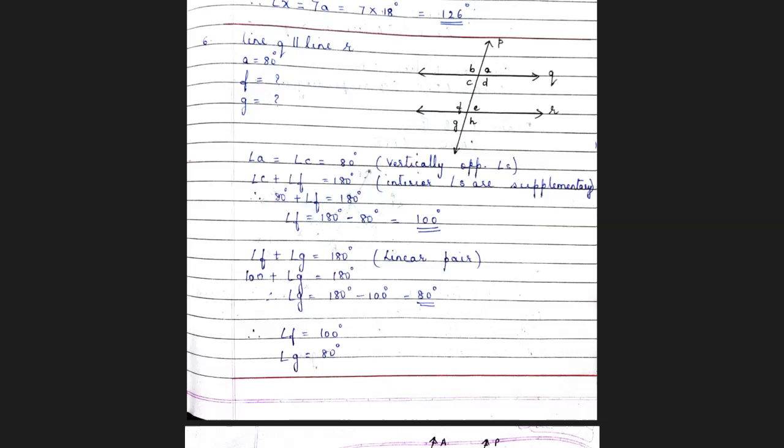Angle C plus angle F equal to 180 degrees because interior angles are supplementary. Now angle C we got as 80, so 80 plus angle F is 180 degrees. So angle F is 180 minus 80, angle F is 100 degrees. Now angle F plus angle G is 180 degrees because it's a linear pair. Substituting angle F as 100, I get angle G is 180 minus 100, answer 80 degrees. So angle F is 100 degrees and angle G is 80 degrees.